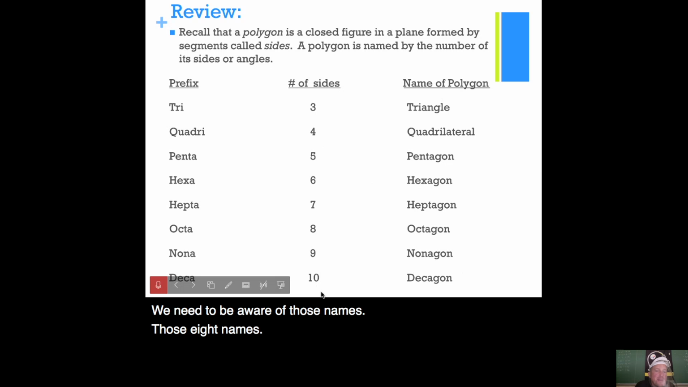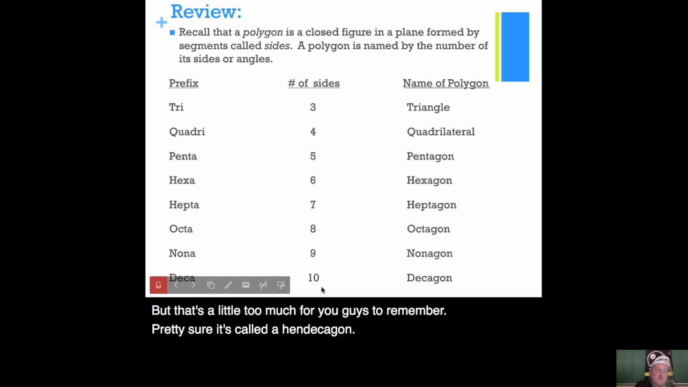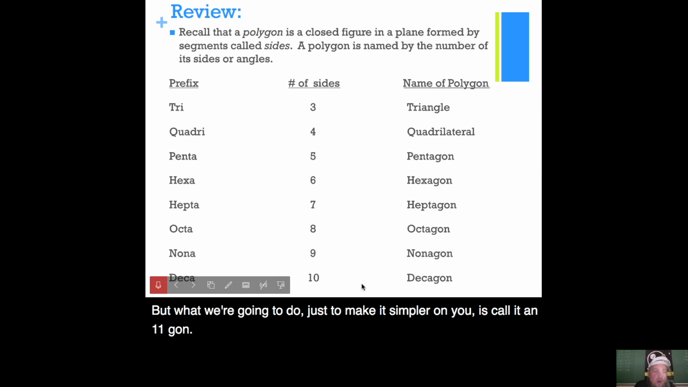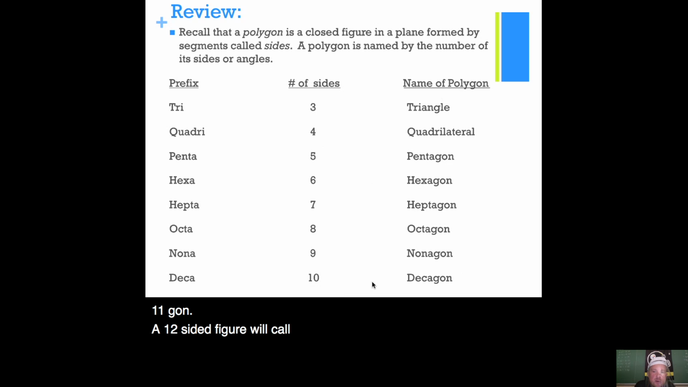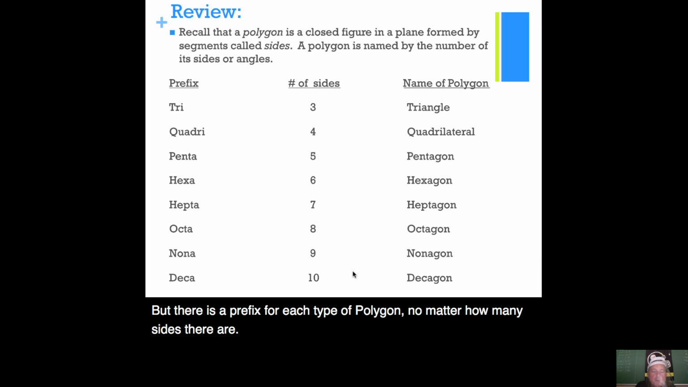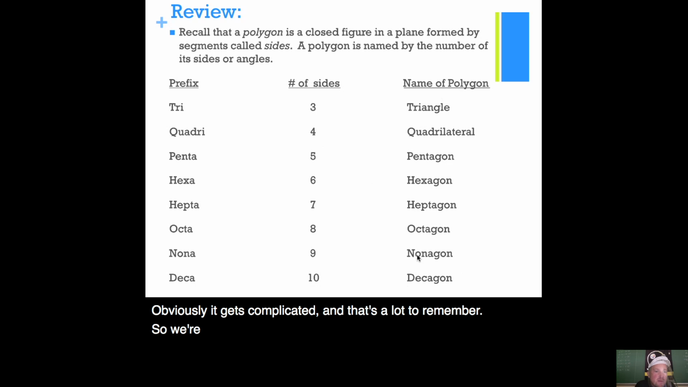Now, there are polygons with 11 sides, and there is a specific name, but that's a little too much for you guys to remember. Pretty sure it's called a hendecagon, but just to make it simpler on you, we'll call it an 11gon. A 12-sided figure we'll call a 12gon, so on and so forth. But there is a prefix for each type of polygon, no matter how many sides there are. Obviously, it gets complicated and it's a lot to remember. So we're just going to remember these 8. And you can refer back to this slide anytime you want.